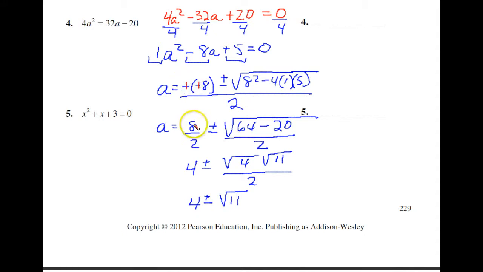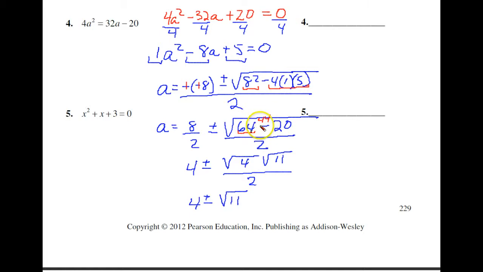This will become a positive 8. And I'm going to put it under our common 2 here. So I'm going to square 8, minus 4 times A, which was 1, times C, which is 5. So this becomes 64, and this becomes 20, a negative 20. And I do the subtraction, and I get a 44 here.